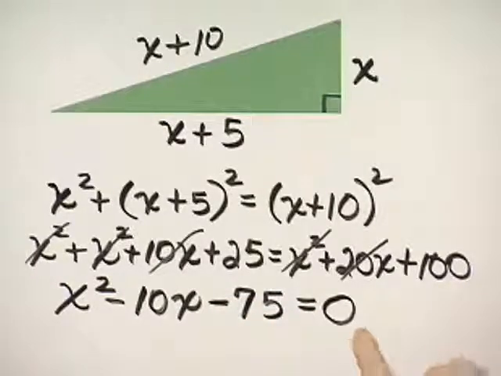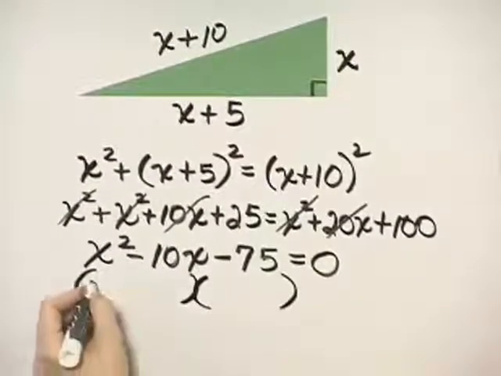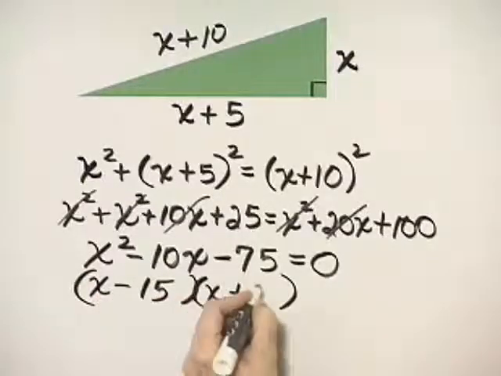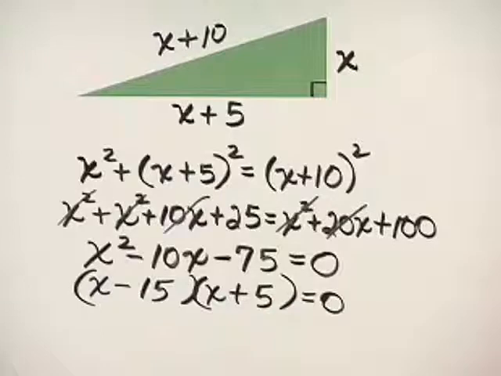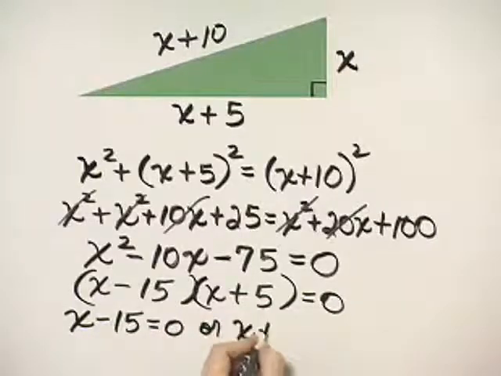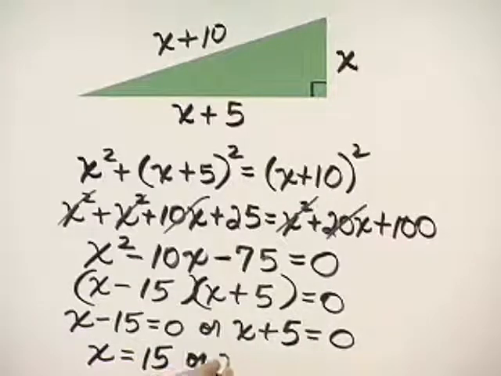I was trying to get 0 on one side, and now let's see if we can get a factored polynomial on this left side. If you work with this and factor it, you'll factor it as x minus 15 times x plus 5 is equal to 0. And then you set each factor equal to 0: x minus 15 is equal to 0, or x plus 5 is equal to 0. Here, add 15 to both sides. We'll have x is 15, or x is negative 5.